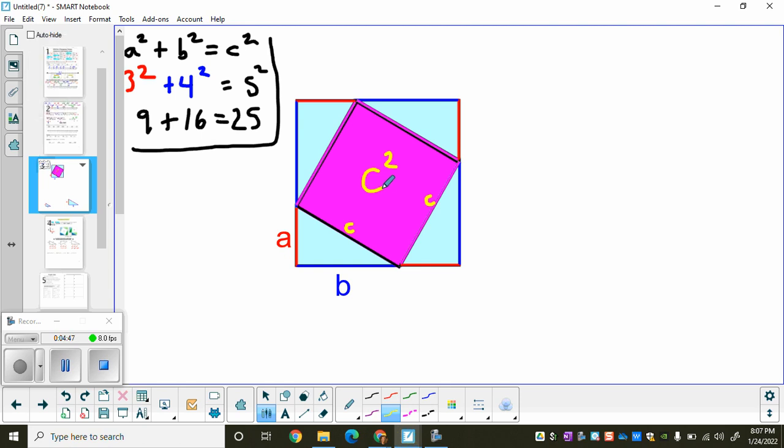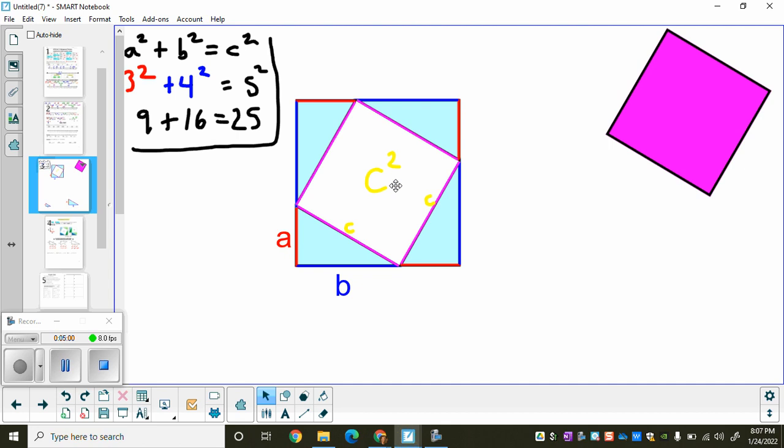The area of the purple thing is simply c squared. So if this was a 10 and this was a 10, the area would be 100. If this was a 3 and this was a 3, the area would be 9. All right, cool. So I'm going to move my purple square off to the side. I don't want you to forget about the purple square, and I'll just leave everything kind of labeled.